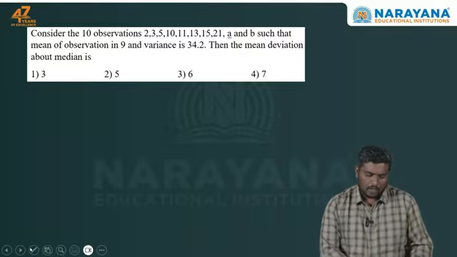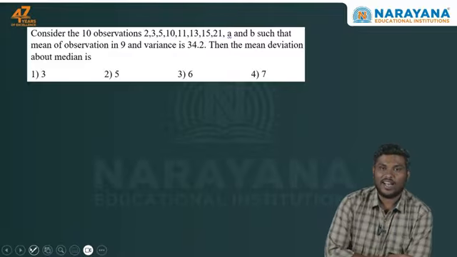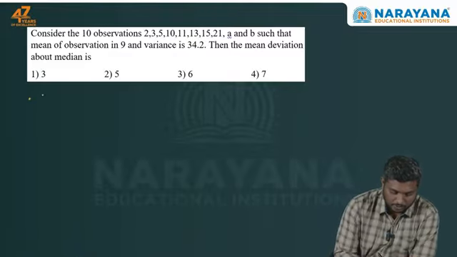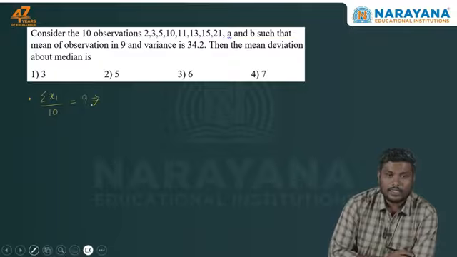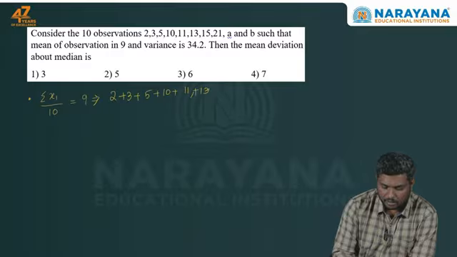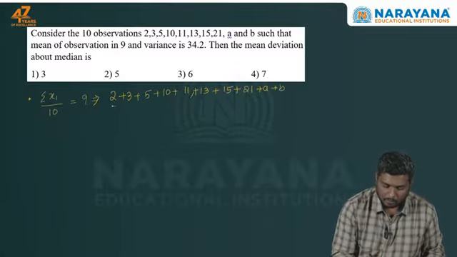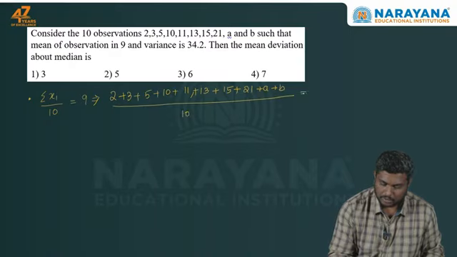So the first question is about 10 observations including A and B such that the mean of the observations is 9. So the mean, sigma xi by 10, is given as 9. Now you can see the sum of the observations given here: 2 plus 3 plus 5, 10, 11, 13, 15, 21, and then A and B, by 10, which is given as 9.